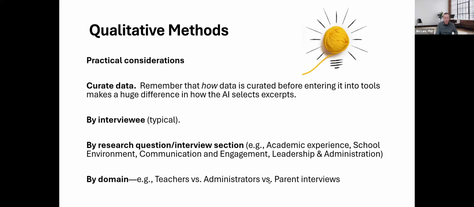Or domain. So I have teachers and I have administrators and I have parents. I may want to keep those separate, and then have a project for each one of these things. I had a gentleman doing some military thing, and he had some interviews about land and some interviews about the sea. So there's lots of ways of splitting these things up. All right, so just know that.